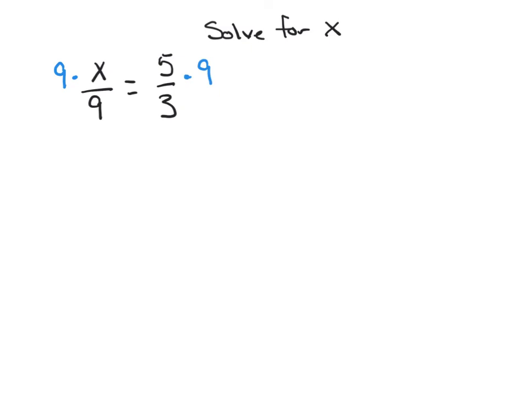And when we do this, we're going to end up with 9 over 9 becomes 1. So I have 1x, which is what I was trying to get to. And 5/3 times 9 would be the same as 45/3, which is equivalent to 15. So x equals 15 would be our final answer.